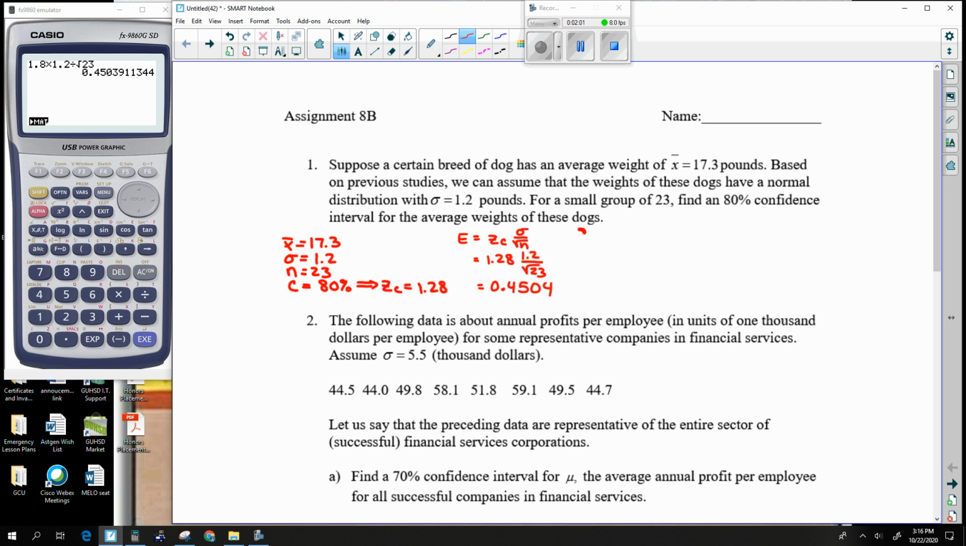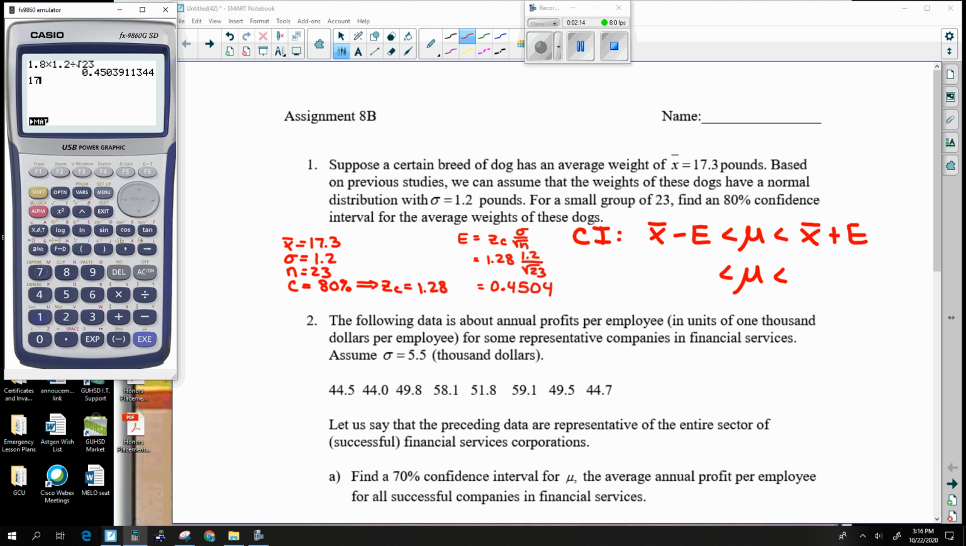Okay, now we go to our confidence interval itself. The confidence interval is given by the formula x bar minus e is less than mu is less than x bar plus e. So this middle mu is going to remain there, and I just found the answers to the sides. So x bar minus e, and then x bar plus e.